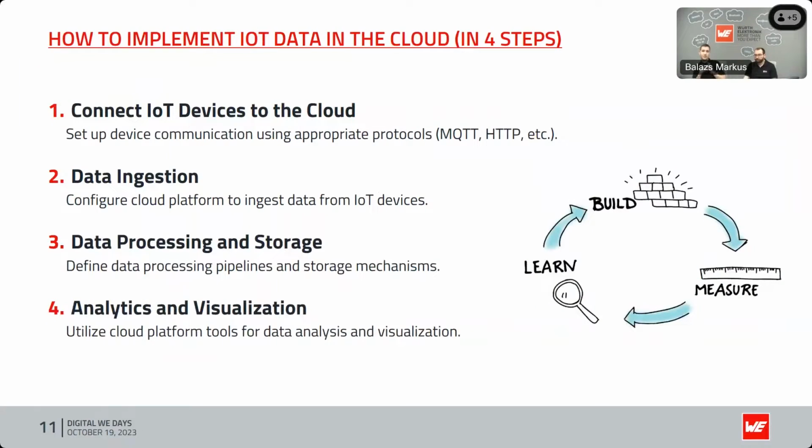So how do we implement IoT data in the cloud? Let's consider just a simple example. Here we are mentioning 4 steps to you. First, obviously, you have to connect your IoT device to the cloud, meaning you have to set up some kind of a connection using either the MQTT or HTTP protocols.